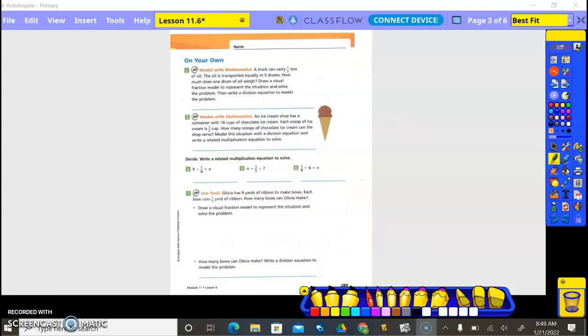On your own, number 2, model with mathematics. A truck can carry half a ton of oil. The oil is transported equally in 5 drums. How much does 1 drum of oil weigh? Draw a visual fraction model to represent the situation and solve. Then write a division equation to model the problem.